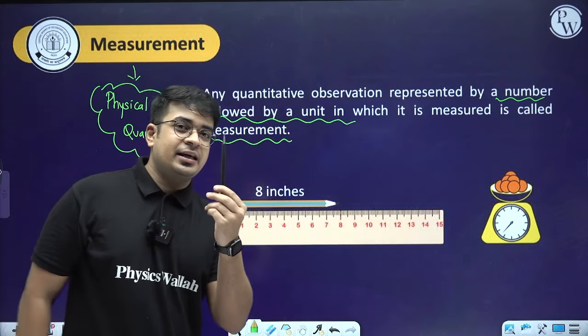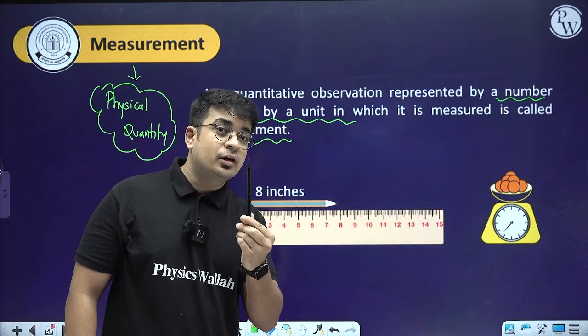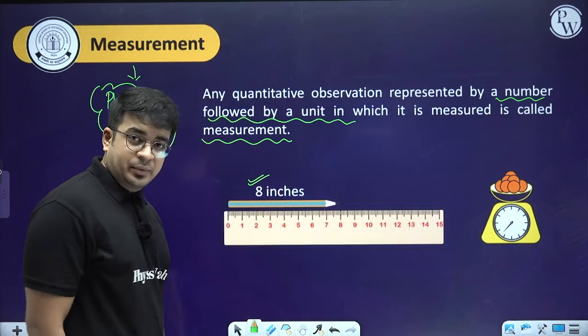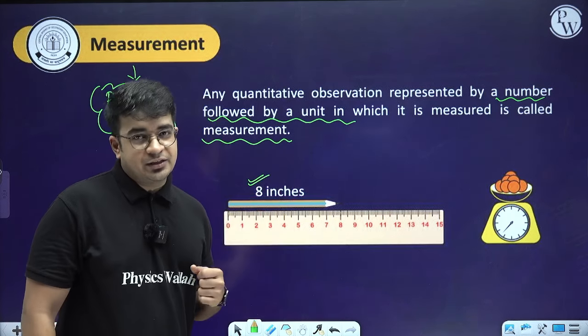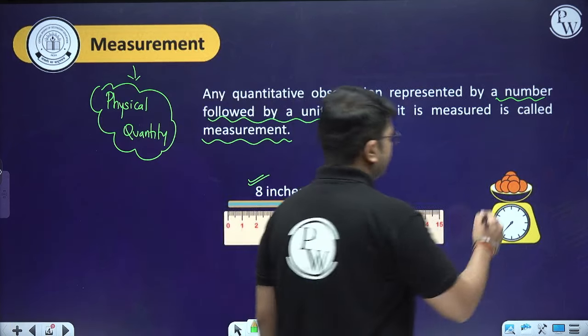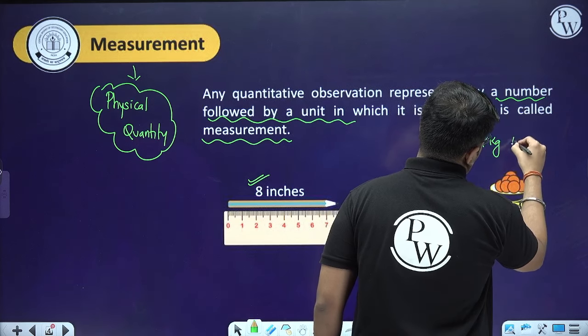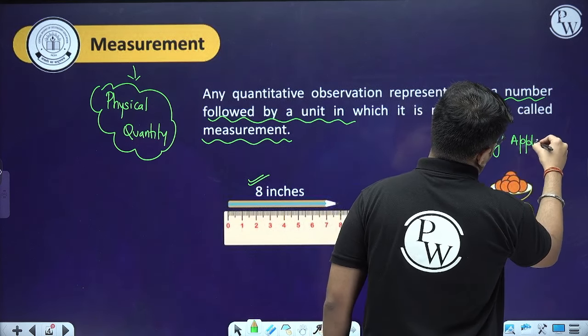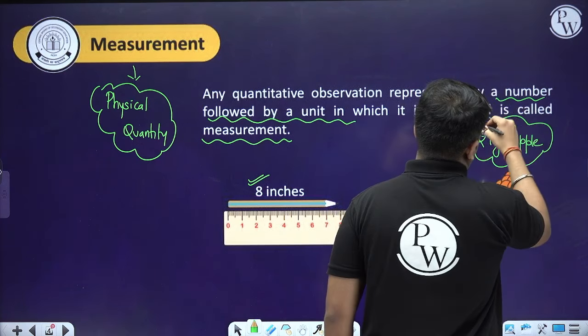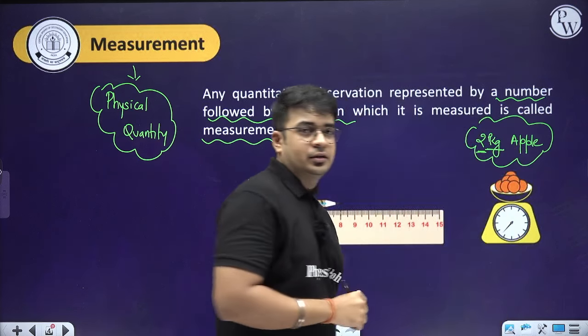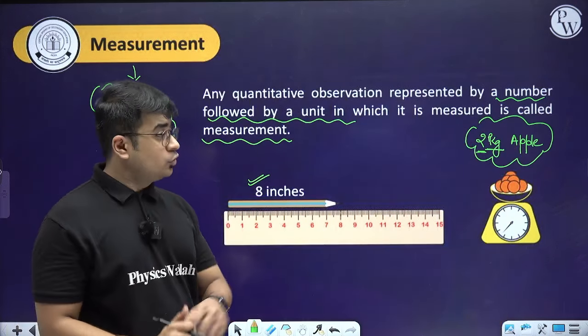So let's say I want to measure the length of this particular pen. I can simply say it is 8 inches, let's say. It means a number followed by its unit. In the same way, if I want to purchase some apples, let's say 2 kilogram apples, in that case there is a number followed by its unit. Okay, so that is the part of measurement. I hope this part is clear.